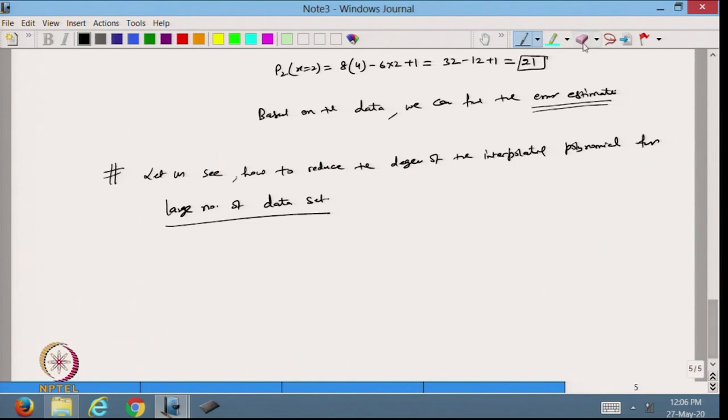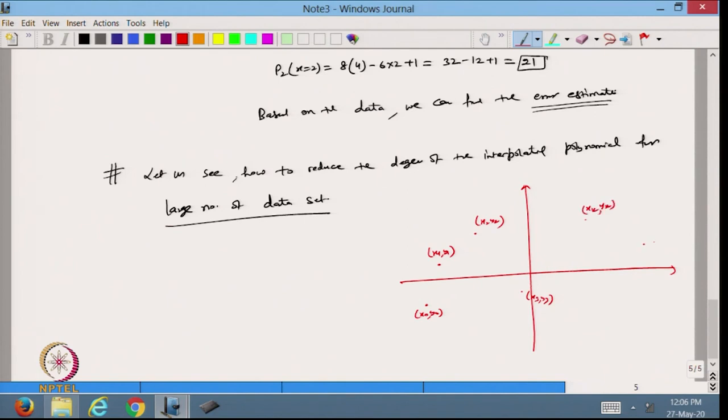So in this case, what do we do? Let's take this one. Suppose I have some data. This is the data value x naught, y naught. This is x1, y1. This is x2, y2. Suppose this is x3, y3. This is xk, yk, and in the end I will get xn, yn. Now if I find out the interpolating polynomial, the interpolating polynomial will be like this one. So this is my interpolating polynomial.